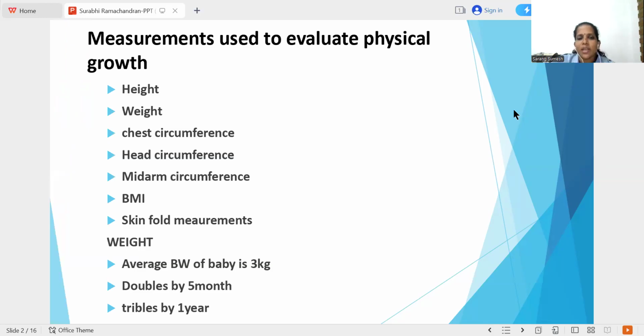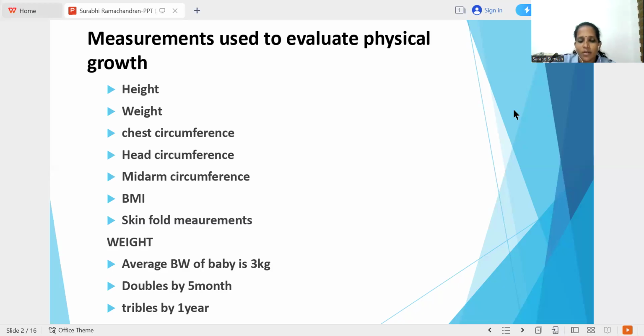Anthropometric measurement, the main components are height, weight, chest circumference, head circumference, mid-arm circumference, BMI, skin fold measurements. Especially in pediatrics, we are mainly discussing height, weight, chest circumference, and head circumference. First, we will see weight. The average birth weight of a baby is 3 kg.